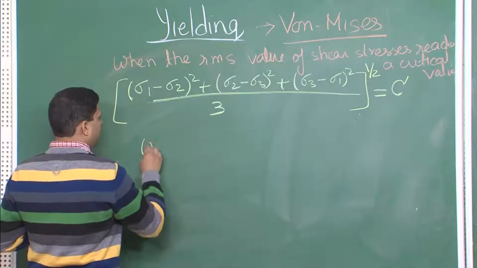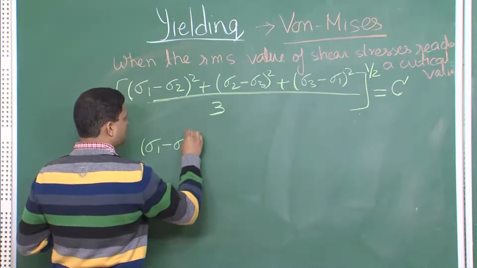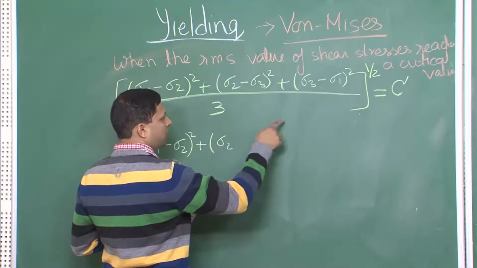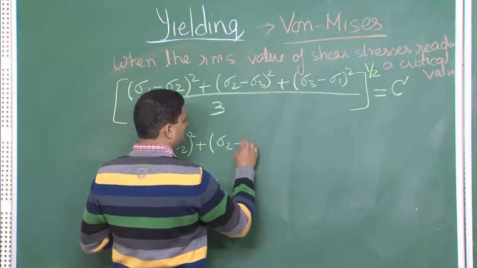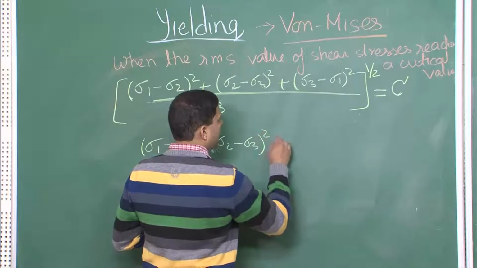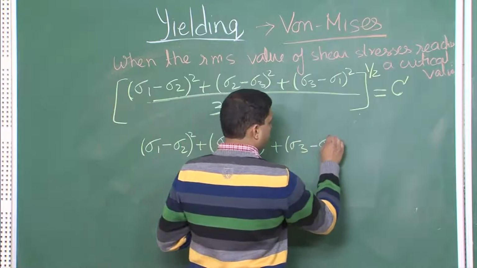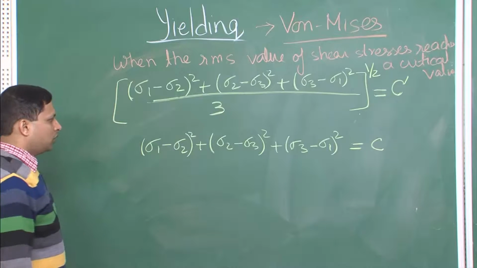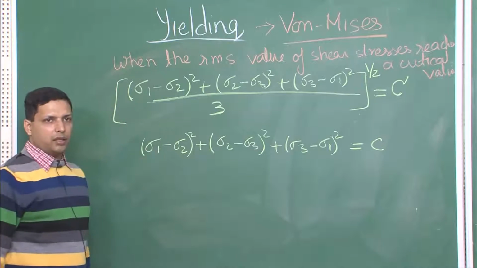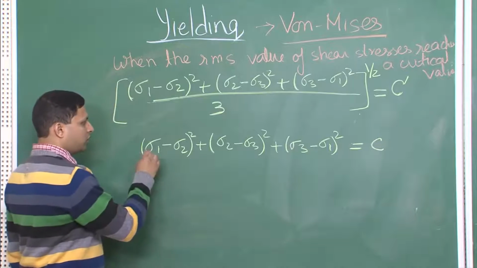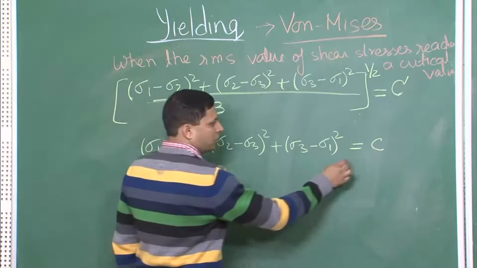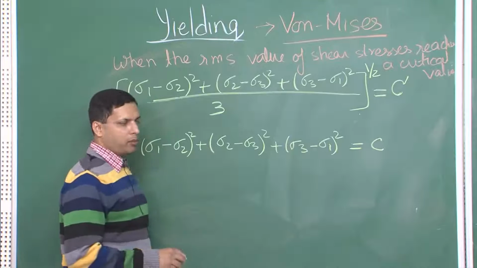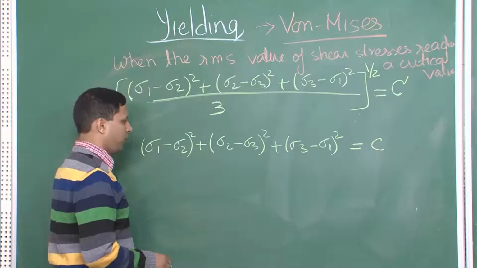Now, here we can simplify it to a certain extent and say that since 3 is a constant, we can take square on both sides, so this can be further simplified into this form. So, this is just the same thing, but rewritten in a little different way. So, this left hand side value again should reach some predefined constant C, and then we will be able to say that the material has started to yield.